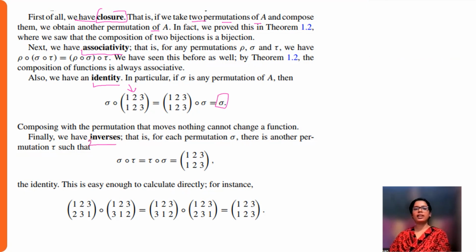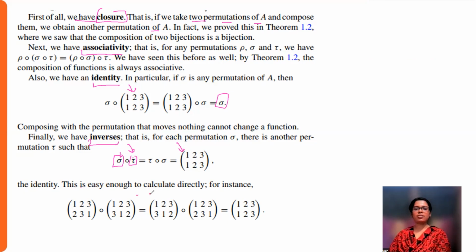Now, if you want to find the inverse, the inverse has to be obtained in such a way that, suppose sigma is an element, and we want to find the inverse of sigma. So let us say that the inverse of sigma is tau. So we must compose sigma with such an element tau that it gives us the identity, right?